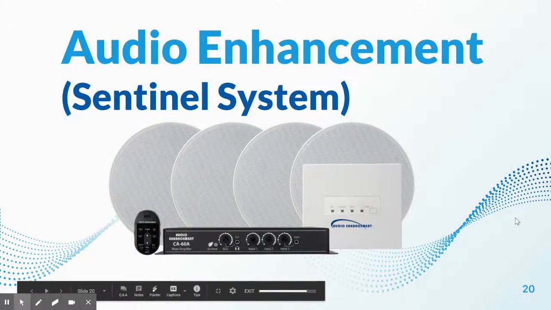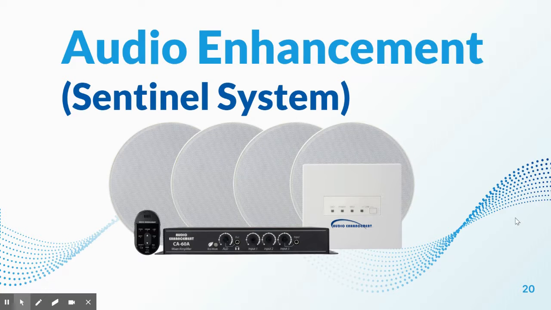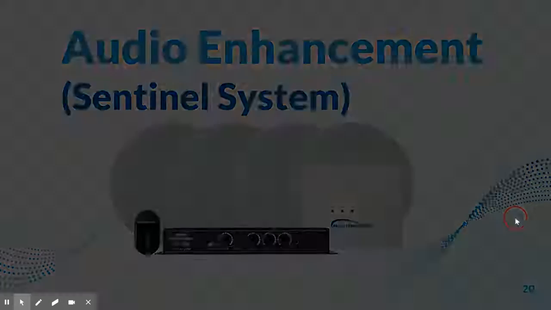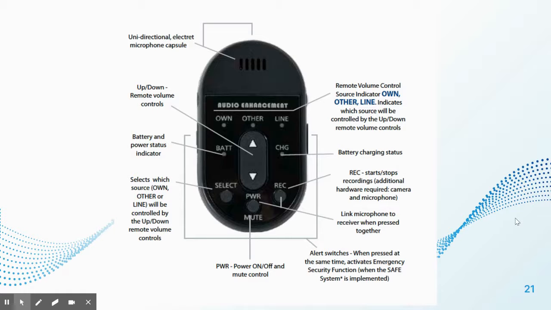I want to give you a brief overview of the audio enhancement system that will be installed in your classroom. In addition to the 4 speakers and the amplifier, the main thing that you'll be working with is the microphone. And here's a visual of that. We won't go through every small part of that. Just be aware at the bottom where you see the power and mute, that's a single button.